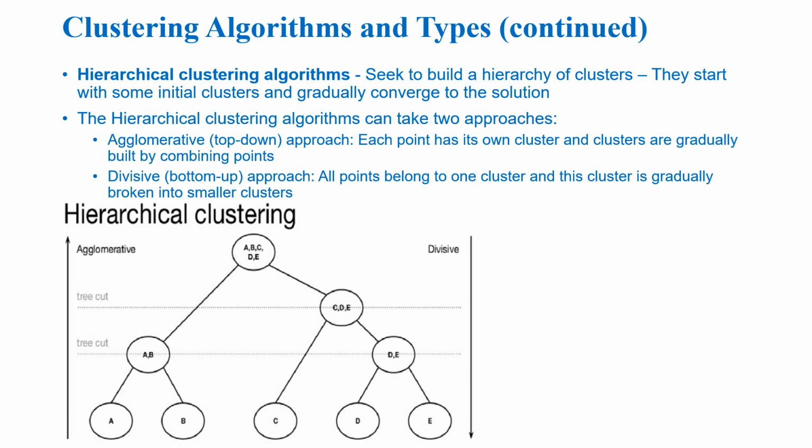Next, we have hierarchical clustering algorithms. They seek to build a hierarchy of clusters. They start with some initial clusters and gradually converge to the solution. And there are 2 approaches here. Agglomerative, or top-down: each point has its own cluster, and clusters are gradually built by combining points. And then divisive, or bottom-up: all points belong to one cluster, and this cluster is gradually broken into smaller clusters.